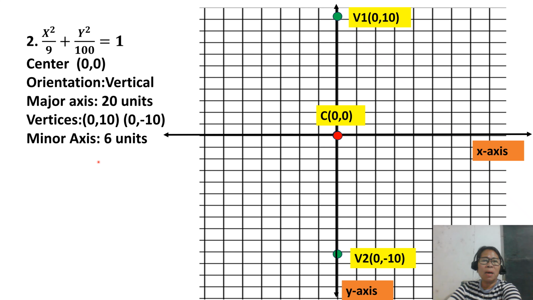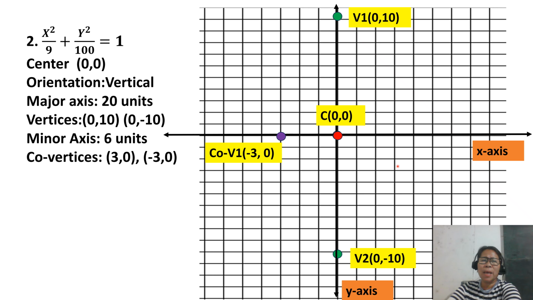For our minor axis, it's 9. The square root of 9 is 3, times 2 will be 6 units. So the entire length of our minor axis will be 6 units. And thus, the endpoints of our minor axis will be (-3, 0) and (3, 0).